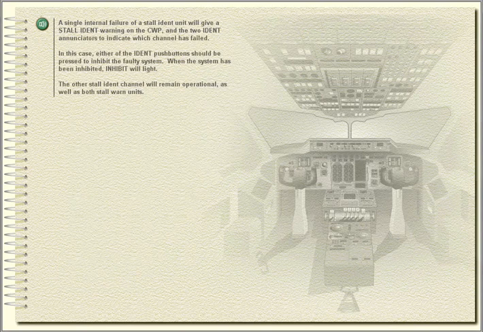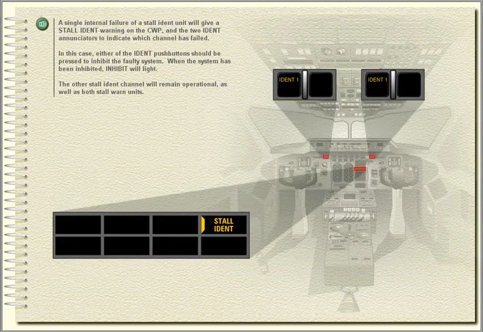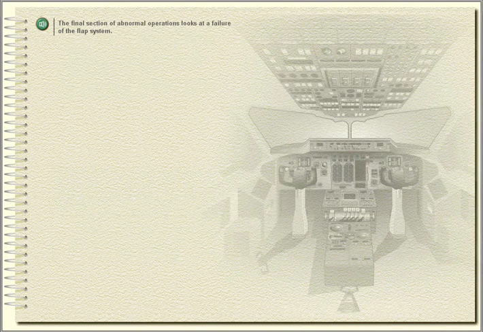A single internal failure of a stall identification unit will give a stall identification warning on the central warning panel, and the two identification annunciators to indicate which channel has failed. In this case, either of the identification push buttons should be pressed to inhibit the faulty system. When the system has been inhibited, inhibit will light. The other stall identification channel will remain operational, as well as both stall warn units.